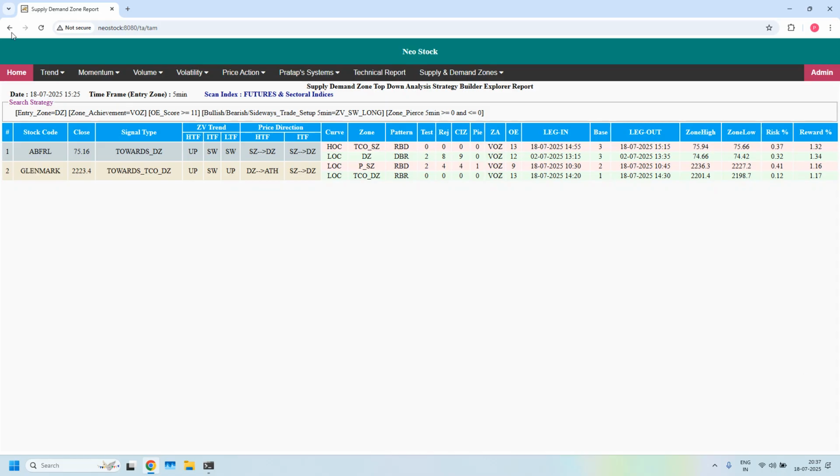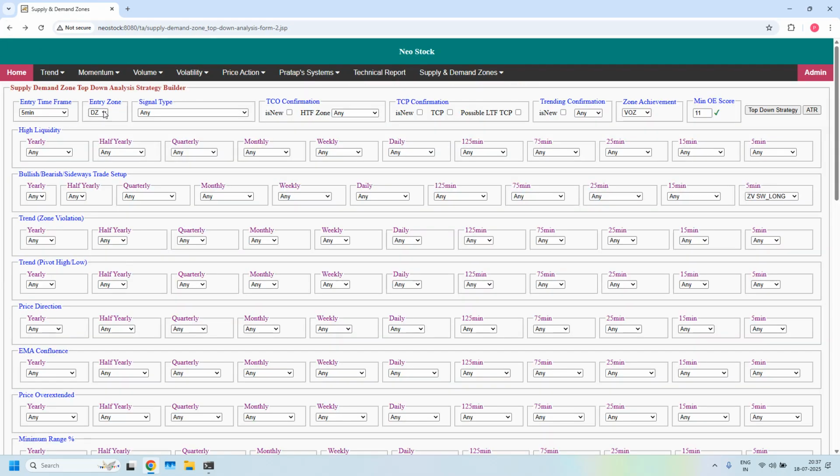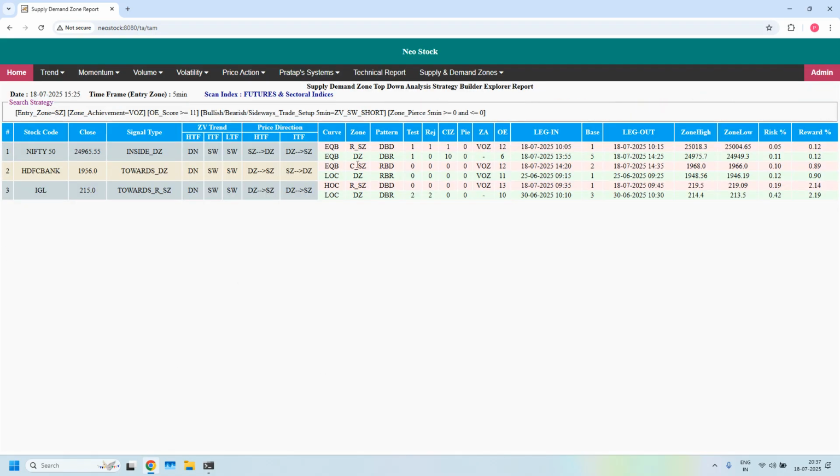Okay, next, sideways short trade setup for hourly income trade, 5 minutes supply zone, and also here sideways short. We got 3 stocks. Entry time frame zones are 5 minutes supply zones. I think Nifty 50 we got yesterday gave a trade. Maybe today you might have got a trade.